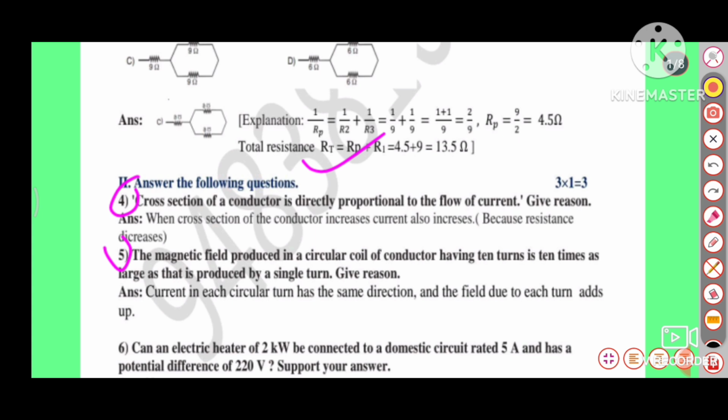Next, fifth question: the magnetic field produced in a circular coil of conductor having 10 turns is 10 times as large as that produced by a single turn. Give reason. Answer: current in each circular turn has the same direction and the field due to each turn adds up.